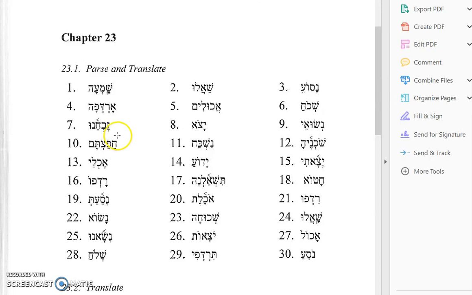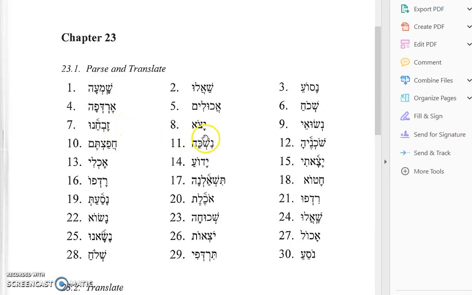Number 7, you could vocalize it differently, but the way that it's vocalized and the way that it's accented is that this is a kamatz hatuf. Zovchenu, meaning we are sacrificing, that would be a pronominal suffix, zavach. Infinitive construct plus pronominal suffix first common plural.